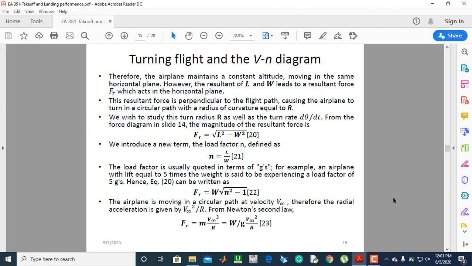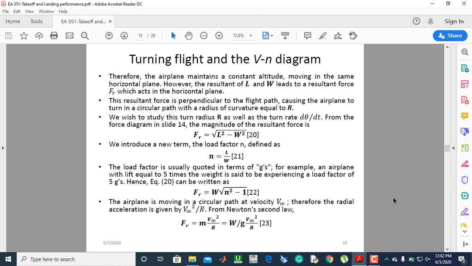So the radial acceleration that an aircraft will experience is given by V squared divided by R, which is the radius of curvature, and the resultant force will be equal to mass multiplied by acceleration. But the acceleration that this aircraft will experience in a turn flight is the radial acceleration, which is given by V squared over R, and M is the mass of the aircraft, which is equal to W over G. So the resultant force can also be given by equation 23.